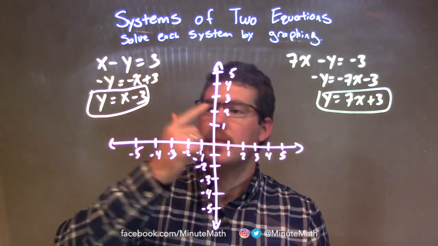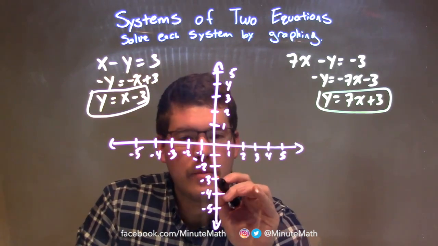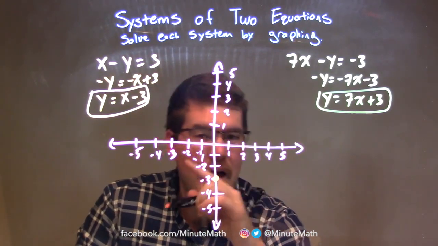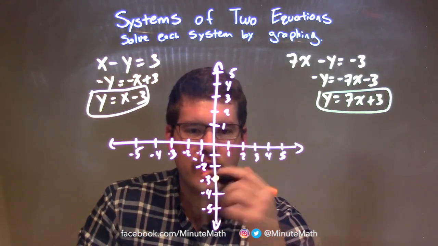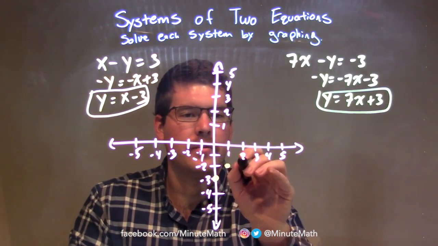Let's graph the first one. We have y equals x minus 3. So minus 3 is our y-intercept. We're going to put a dot right there. Then we have a slope of 1, the coefficient in front of x. Up 1 over 1, rise over 1, up 1 over 1, right here.